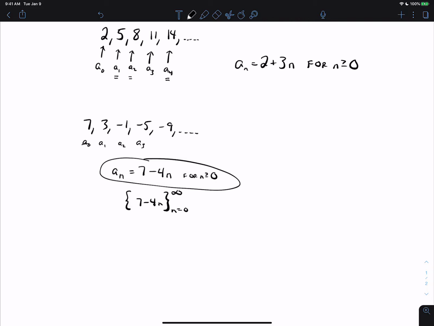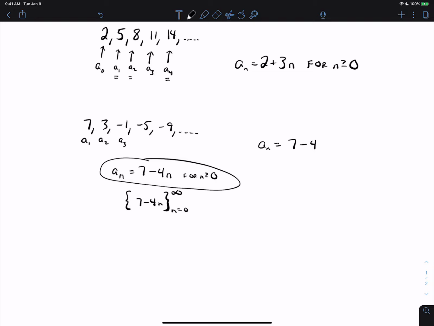Let's also look at if we numbered these a little bit differently. So if we actually did call this 7 A1 and this 3 A2 and this -1 A3 and so on. So we're going to think of it the same way. We're going to start with 7 and we're going to want to add -4 or subtract 4 a certain number of times. But here, to get to the first term, we have not added 4 at all. So we'll want to subtract 4 for A1.